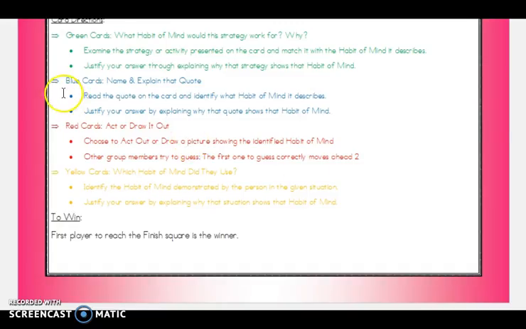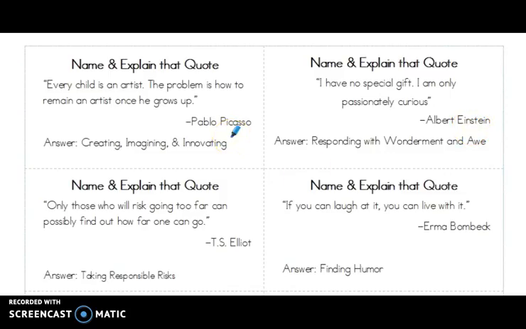The next type of cards are the blue cards, which are name and explain that quote. So what students will get is a quote, and then they have to identify which habit of mind it describes. Here are 4 different options for that one. So this quote: every child is an artist. The problem is how to remain an artist once he grows up. So students have to think about that quote and really think about which habit of mind that quote relates to. And this card is relating to creating, imagining, and innovating. But like I said before, if students can justify a different habit of mind and the group accepts it, they can also still score points for that.